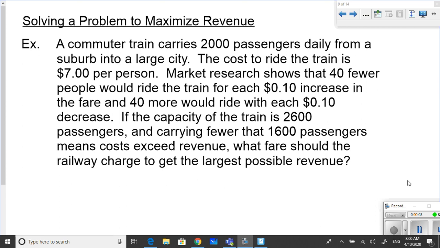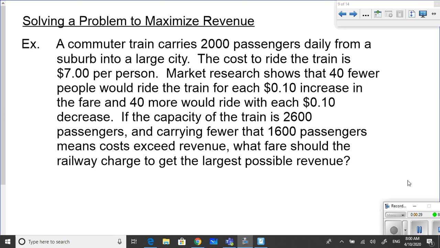Okay, we're going to jump right in and do another optimization problem, and this one is a business application. It involves maximizing revenue for a particular situation, and we're going to consider changing the price per person, the ticket price, or it's called a fare price when you ride a train here. We're going to consider making changes to this in order to possibly increase revenue, and see how it affects revenue.